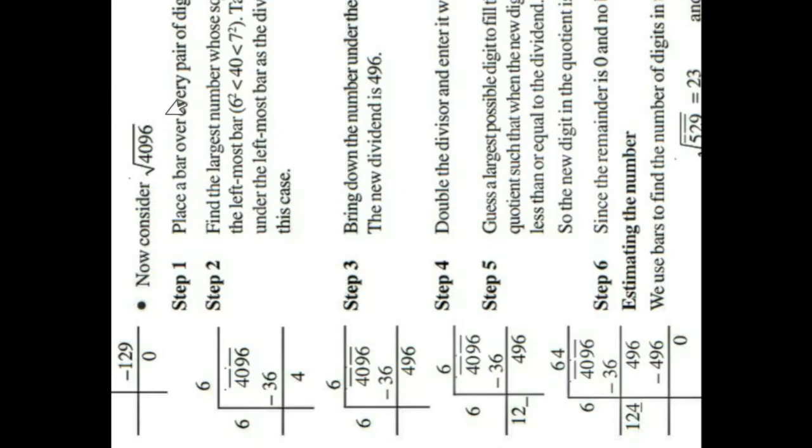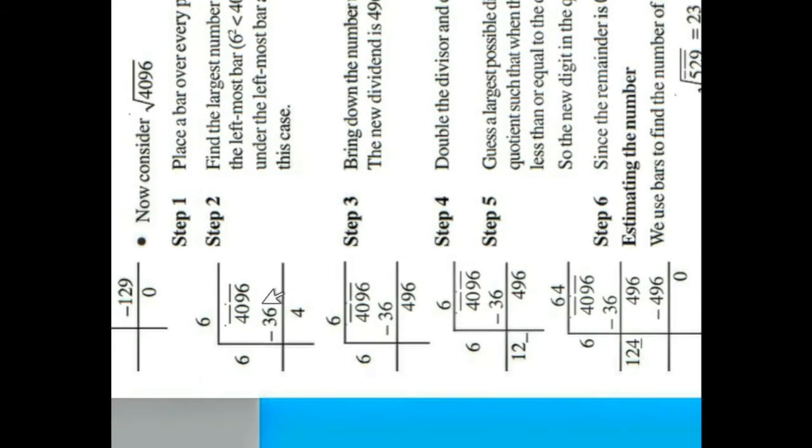Now let us understand finding square root by the division method. Here let us take the example 4096. First we will take this number, then we have to place the bar over every pair of digits. So starting from the unit digit, make the pairs of numbers. These two numbers are the first pair, and these are the second pair. So put the bar on these two numbers and then on these two numbers.